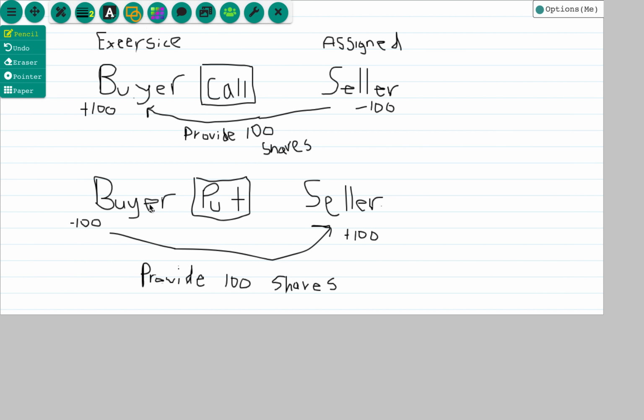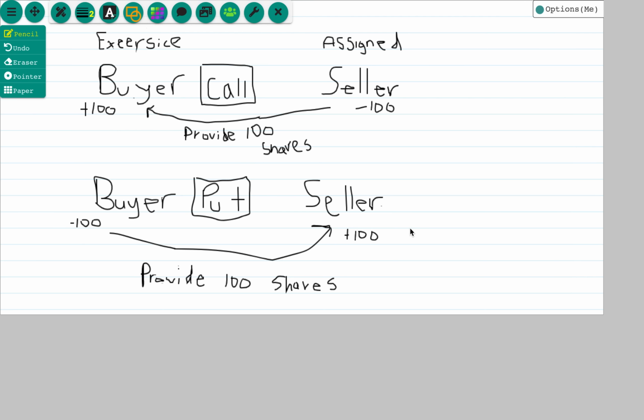Similarly, if I bought a put and I exercise my right to sell 100 shares at the strike price, then what's going to happen? The seller will be assigned. The buyer will have to provide 100 shares to the seller. So the buyer will have 100 shares less. The seller will have 100 shares more. That's kind of the basics of this. This is something you should understand prior to trading options.